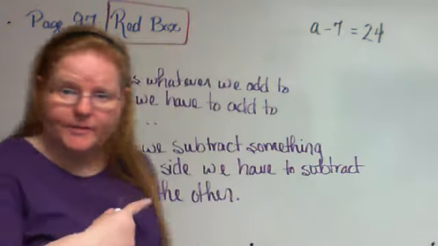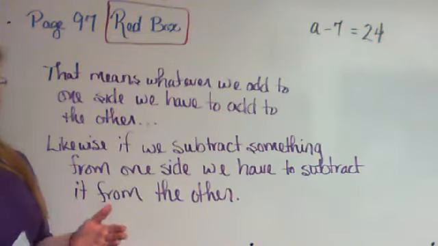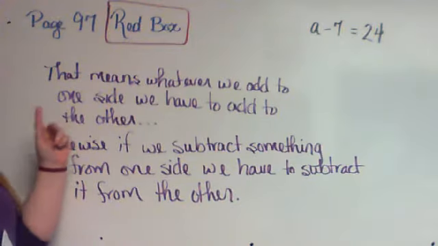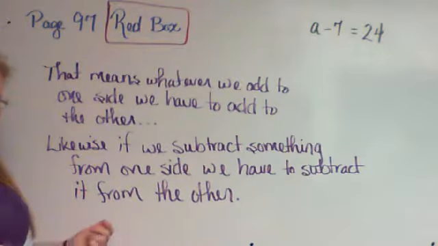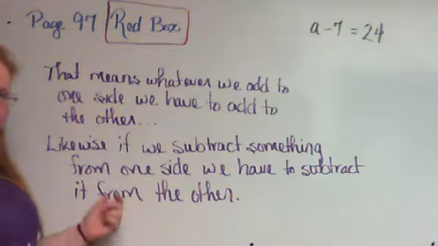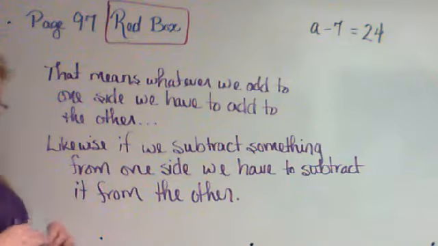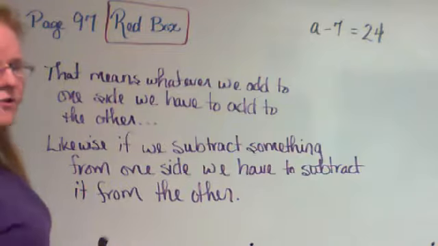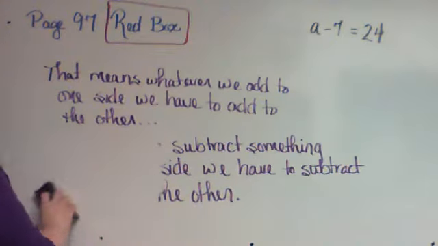Now that you have done that, we can talk about what was in the red box. The addition property of equations means that whatever you add to one side of the equation, you have to add to the other. Likewise, the subtraction property says whatever you subtract from one side of the equation, you have to subtract from the other side. Because whatever you do to one side of an equation, you always need to make sure you do that to the other side. So first we're going to look at the addition property.